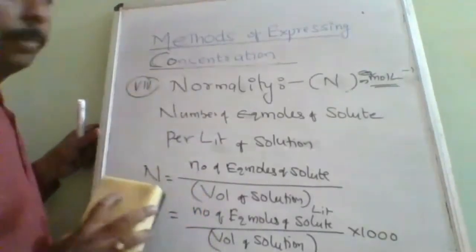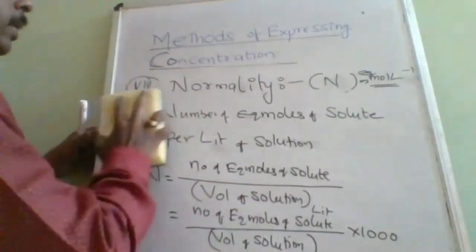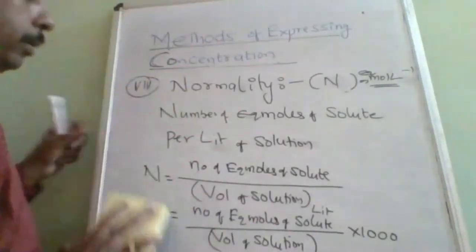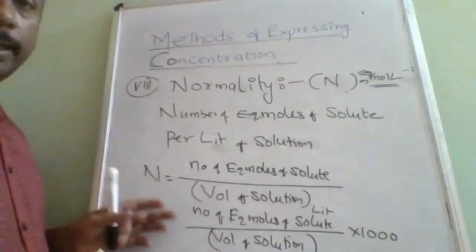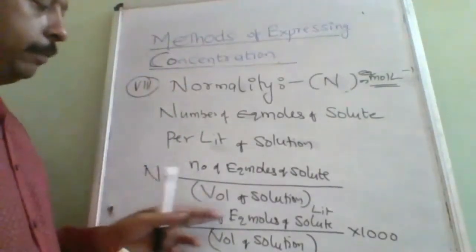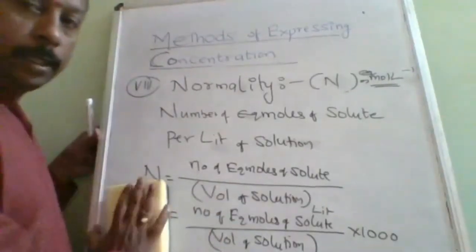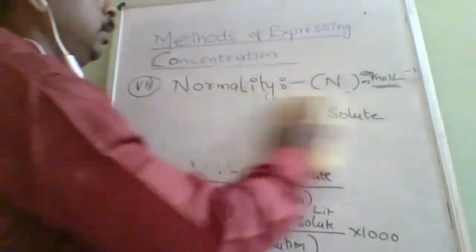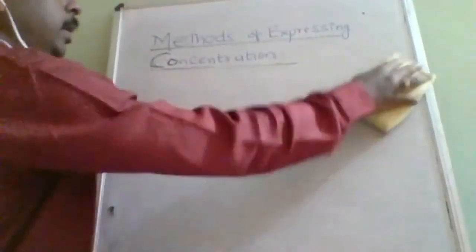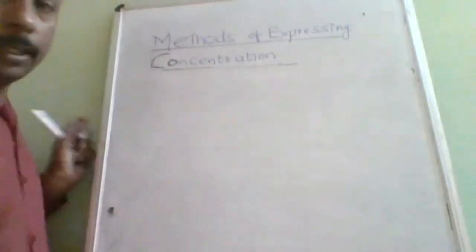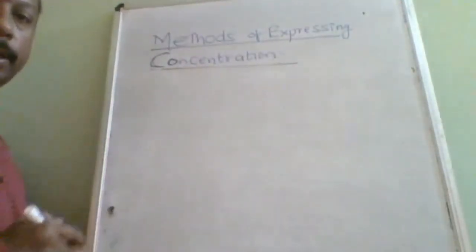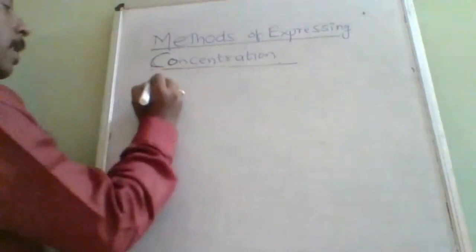Okay. Normality up to here, is it understood now? This is up to the normality. Now, here the very typical part is with the equivalent moles. What is equivalent moles? I am going to explain it now. Okay. In the normality, there is a term called equivalent moles. That only I am going to explain. Okay.